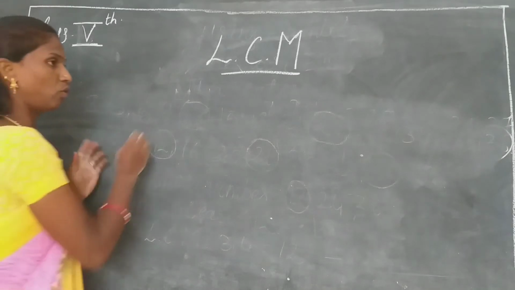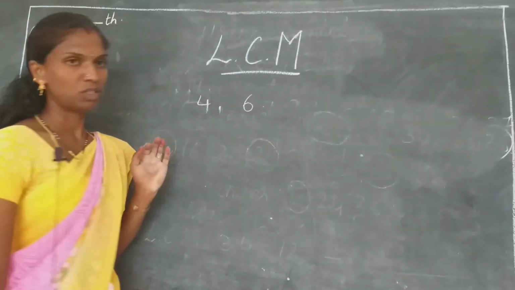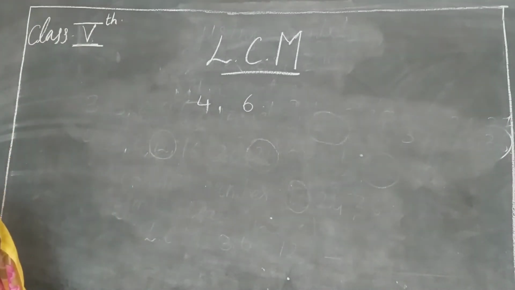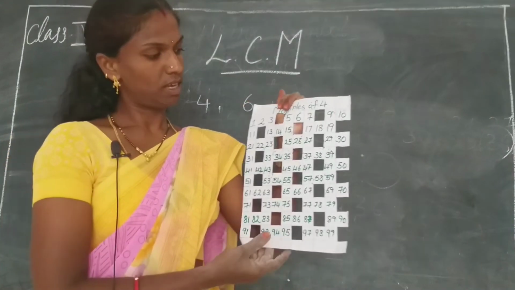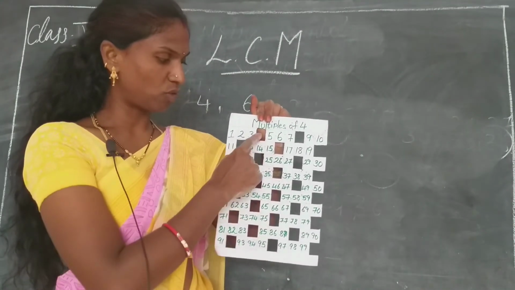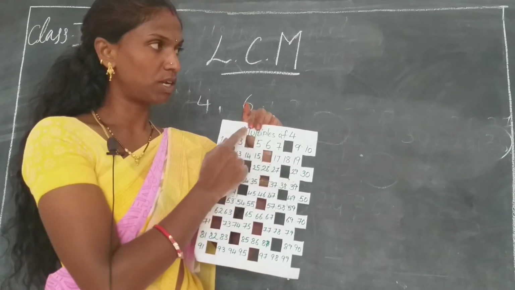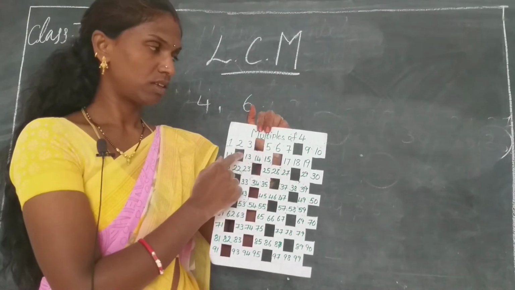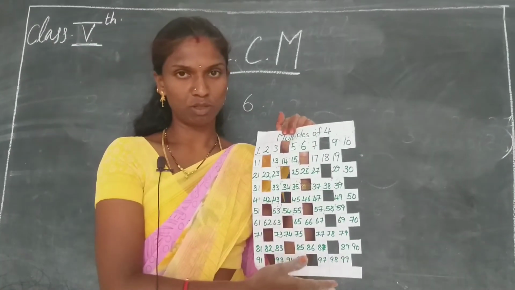Now I will take 4 and 6. So same thing in number chart, I have removed the multiples of 4. So 4 is not there, 4 is the multiple of 4. Here 8 is not there, 8 is the multiple of 4. 12 is not there, so 12 is the multiple of 4. So I have taken the multiples of 4.